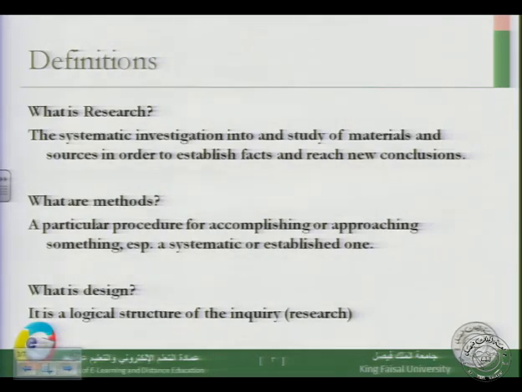What is design? Some people mix up the two things, methods and design. It's different. Design is the logical structure of the inquiry. There is a logic behind structuring this research. I want, for example, to start, let's say that I have a problem: why do Arabic speakers learning English have problems with B and P? So the logical structure of collecting data is what?